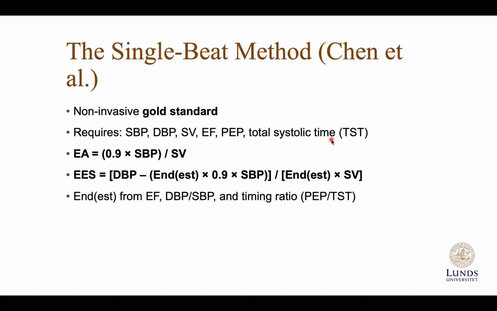With the help of this, we can compute VAC using ejection fraction, the diastolic to systolic pressure ratio, and timing intervals. Modern software or spreadsheets can calculate this automatically once you enter blood pressure, ejection fraction, stroke volume, and timing data.